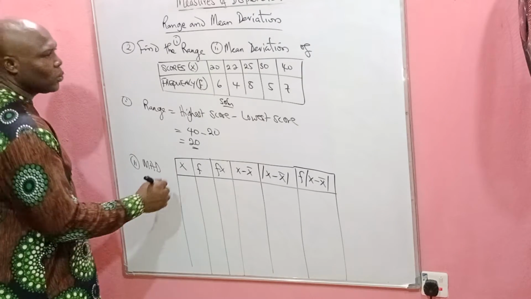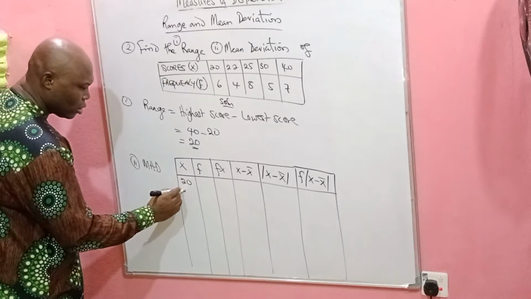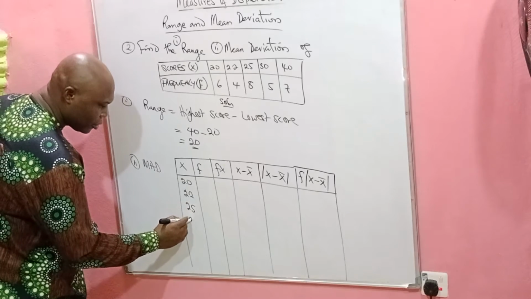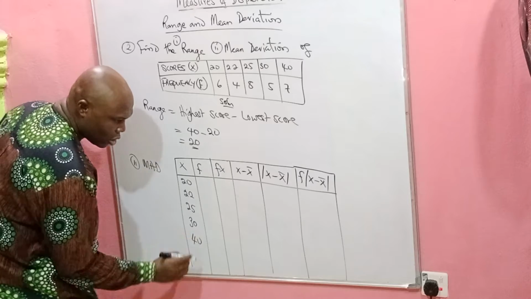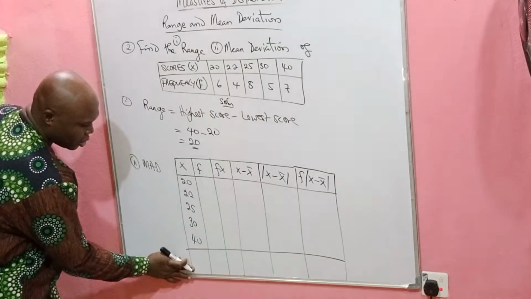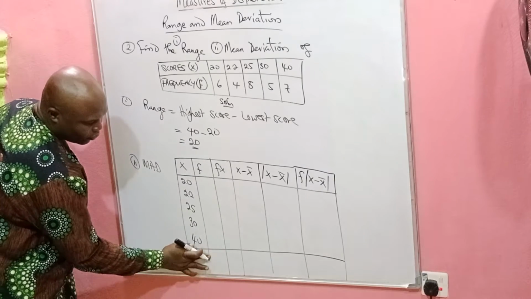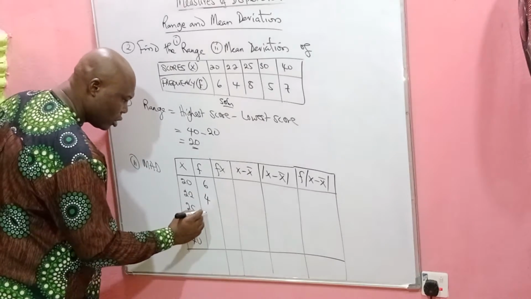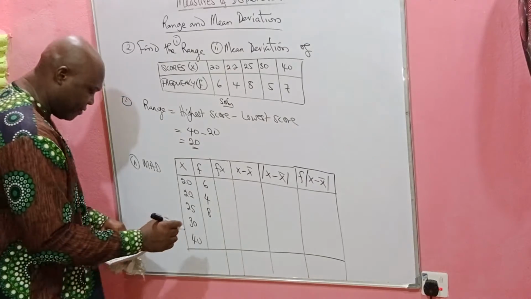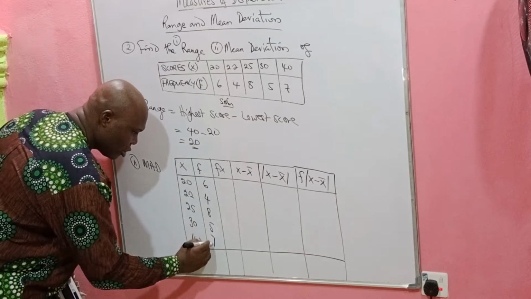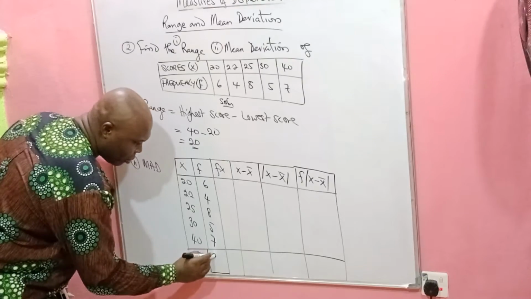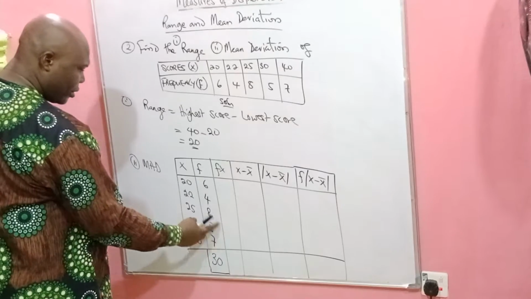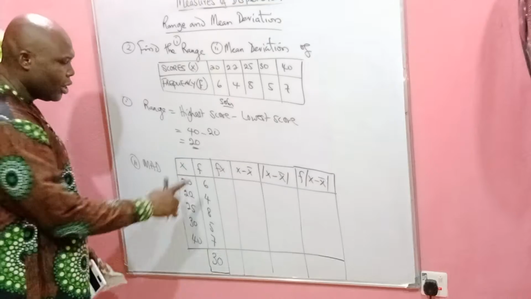So we need the X: 20, 22, 25, 30, and 40. Okay, that's all. And then we'll be needing the frequency: 6, 4, 8, 5, and 7. So the sum will be 30. Let me be sure. Alright, so that's 30.